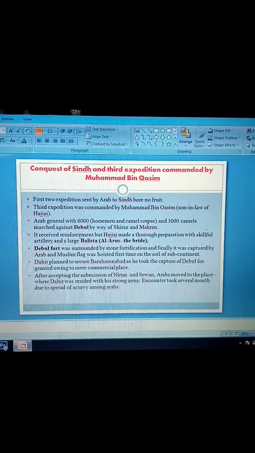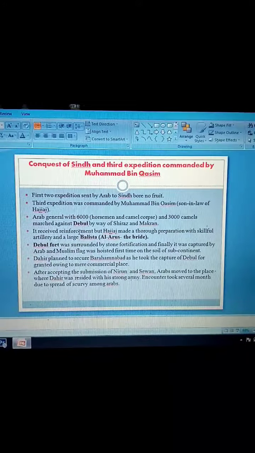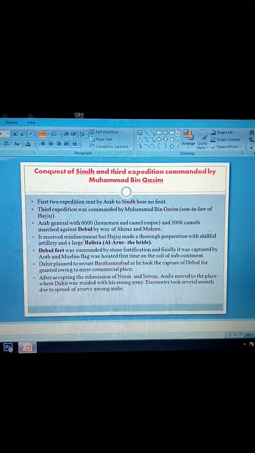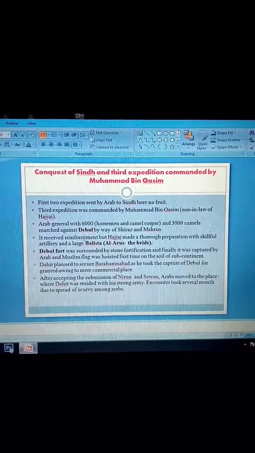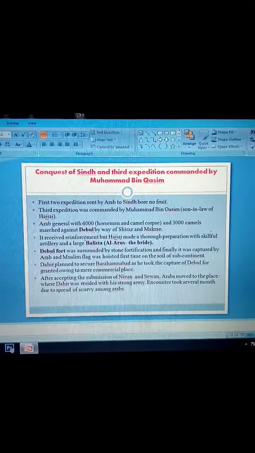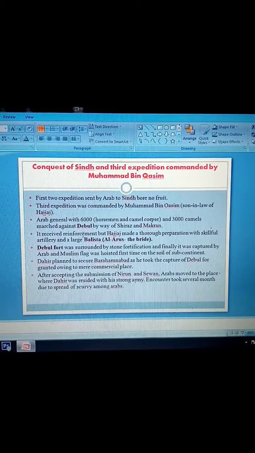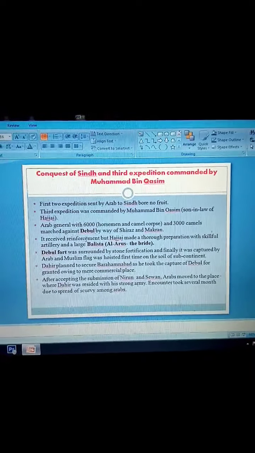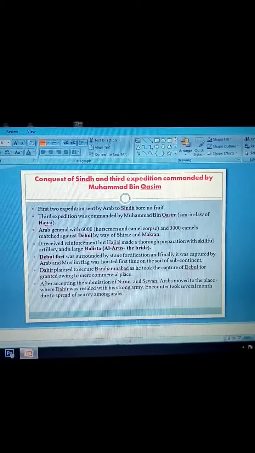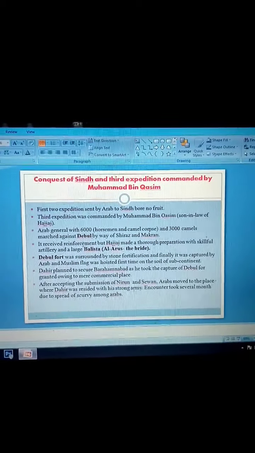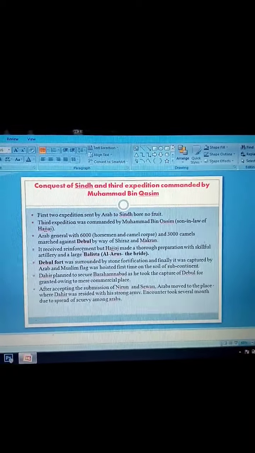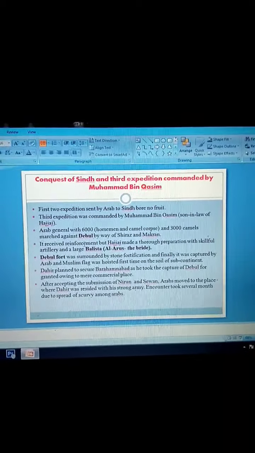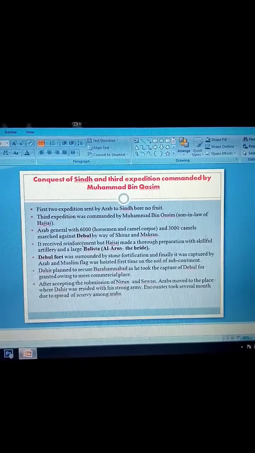He sent 6,000 horsemen and a camel corps of 3,000 camels as well, and all those marched to Dibal by way of Shiraz and Makran. Raja Dahir also got reinforcements. But the Arabs were skillful, and they had a ballista, as it is asked in the MCQs as well. The ballista was a manjanique sort of machine useful for throwing stones. Its name was Al-Arus, which is the Arabic word for bride.